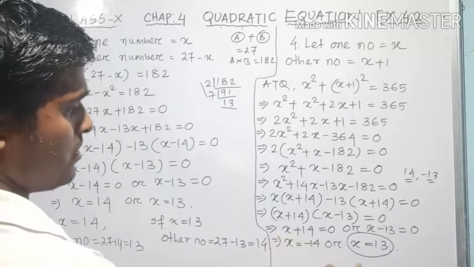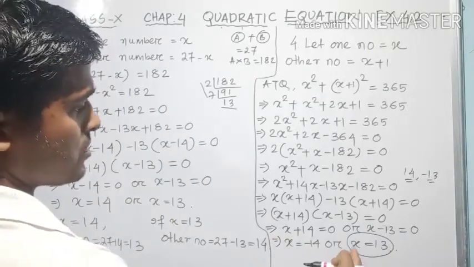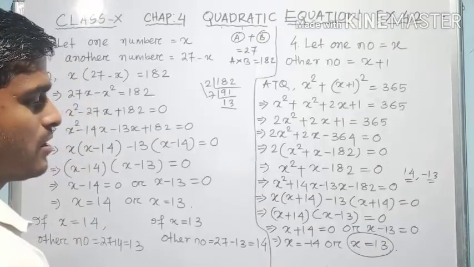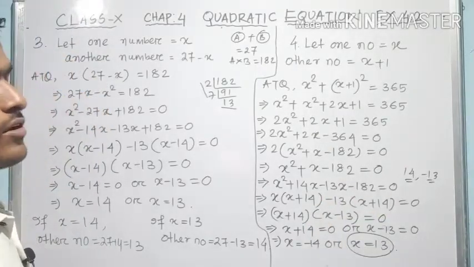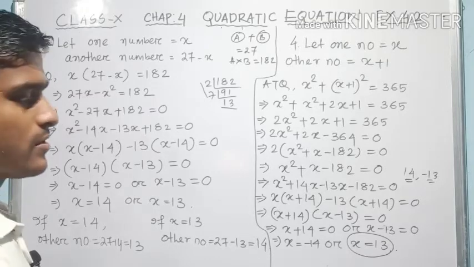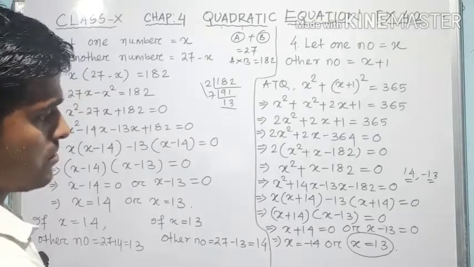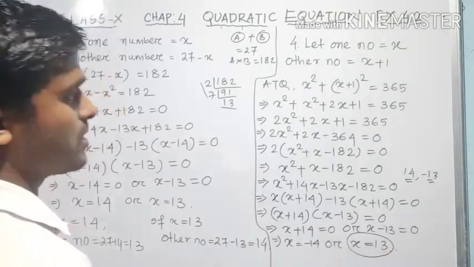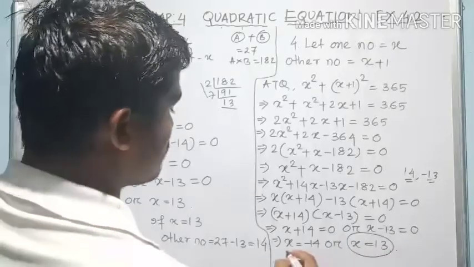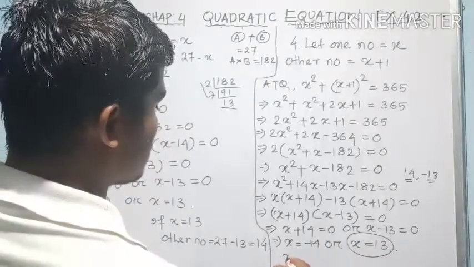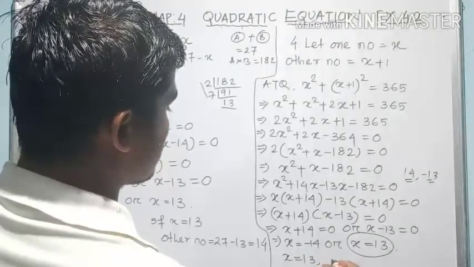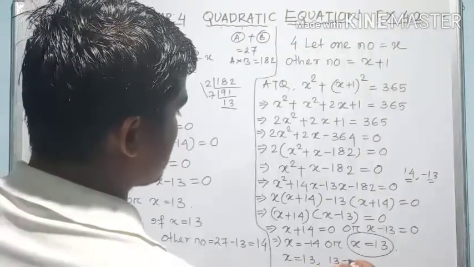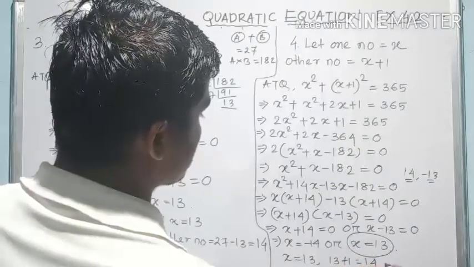As it is given two positive integers, if x is equal to 13, then the next number will be 14, consecutive numbers. So we will take x is equal to 13 here. So the two required solutions are, if x is equal to 13, the other number will be 13 plus 1 is equal to 14.